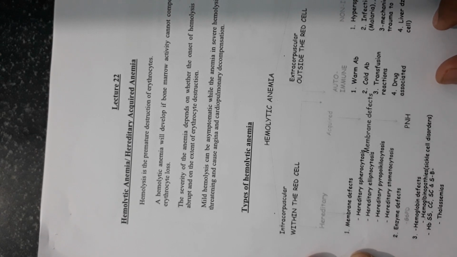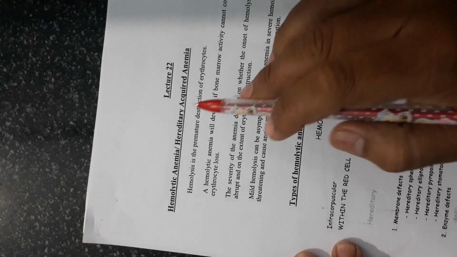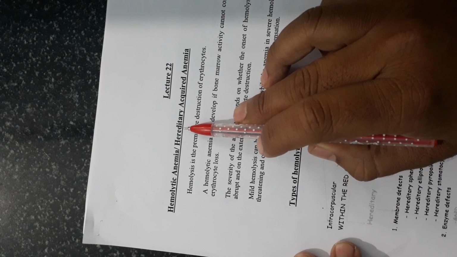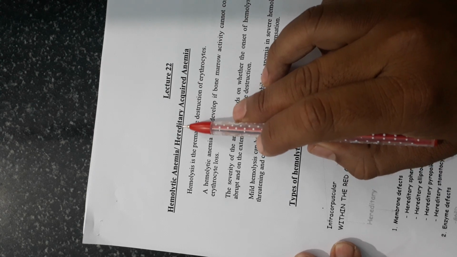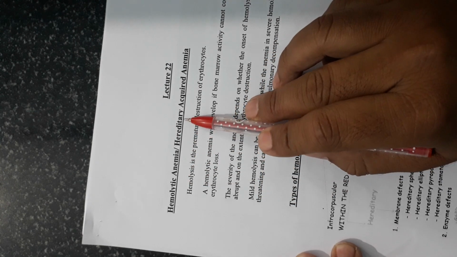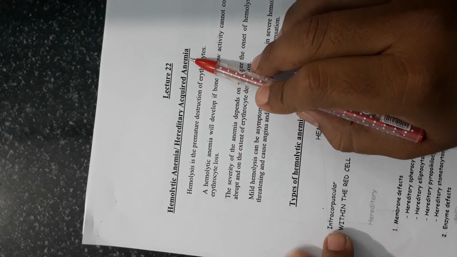The topic is hemolytic anemia, also called hereditary acquired anemia. This is the type of anemia which takes place because of the lysis of RBC, and there are many reasons. One of the reasons is also related with genes and heredity. That's why hemolytic anemia is also called hereditary acquired anemia.